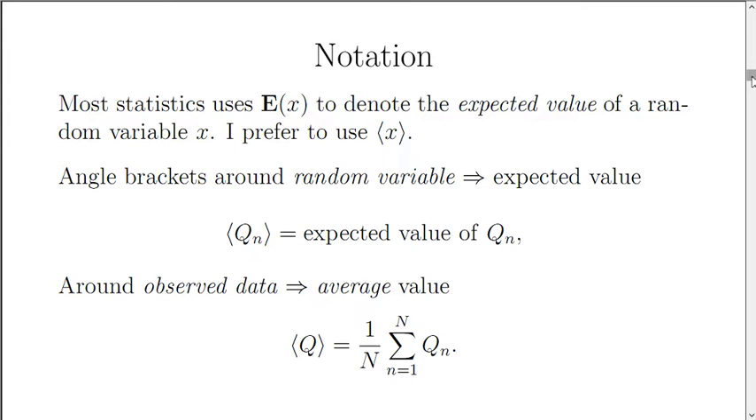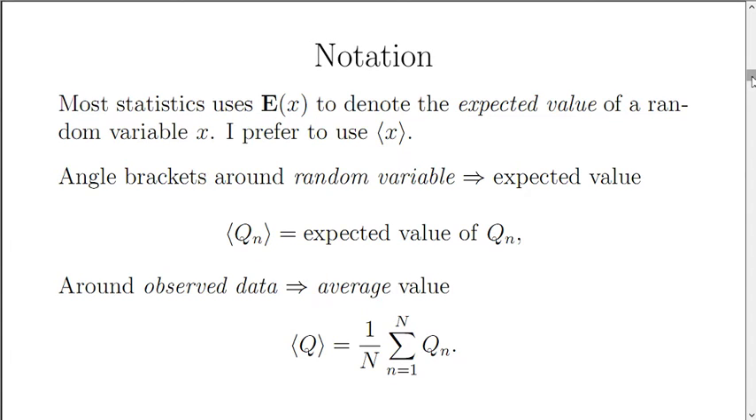Now, as if that weren't weird enough in the usual sense, I actually use angle brackets in two senses. When I put angle brackets around a random variable, that means the expected value of that random variable. So if I put a left angle bracket, q sub n, right angle bracket, that equals the expected value of q sub n, where q sub n is some random variable that we haven't yet observed. On the other hand, when I put angle brackets around observed data, I use that to refer to the average value of the observed data.